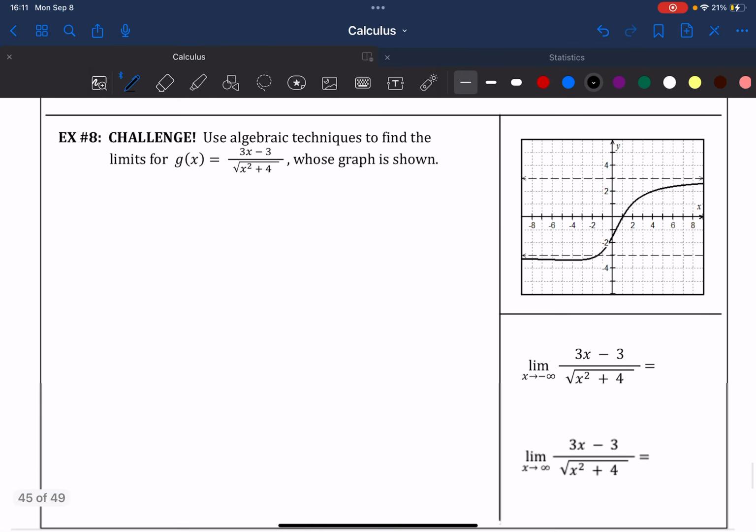Okay, and then the last part here says challenge. So what I would do is pause the video, try it on your own, and then unpause for the answer and compare your work.